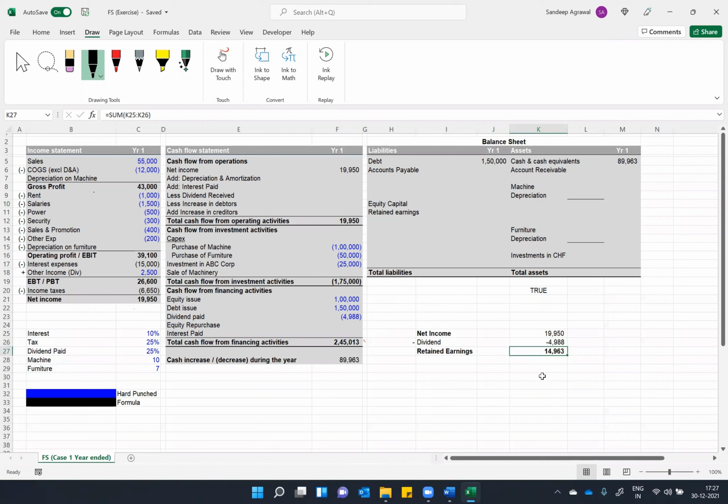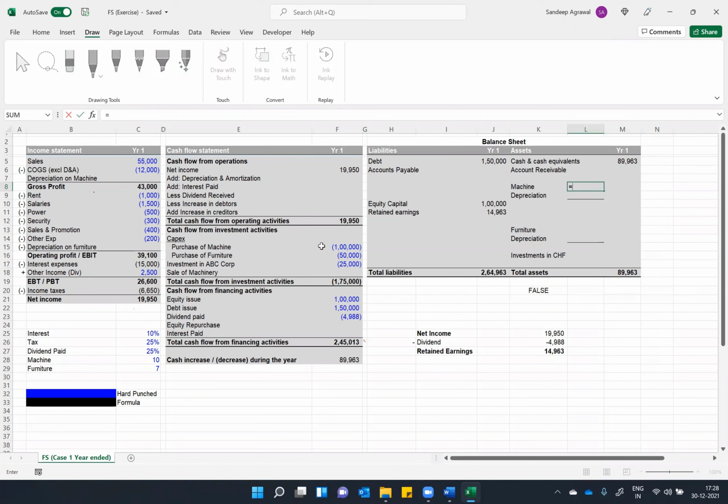After deducting the dividend, we have received the retained earnings. So I will link this retained earnings from here. I will also link equity capital from here. I will also put a sum formula. Here also I'll put a sum formula. Now we are left with few more things to link.